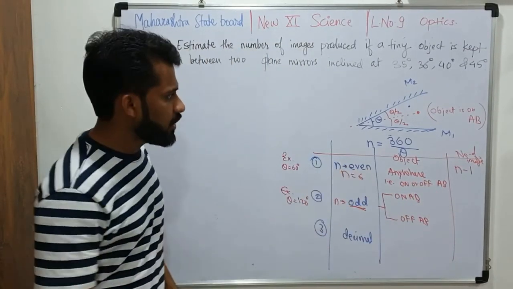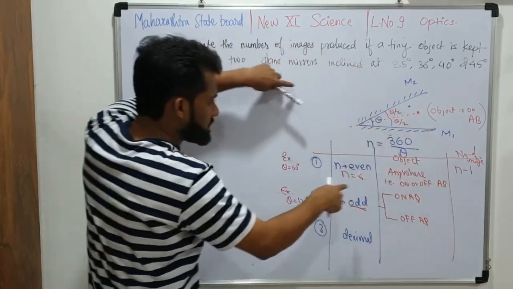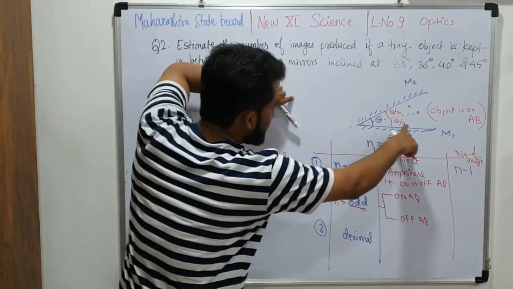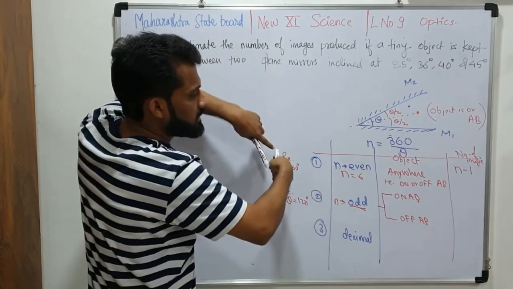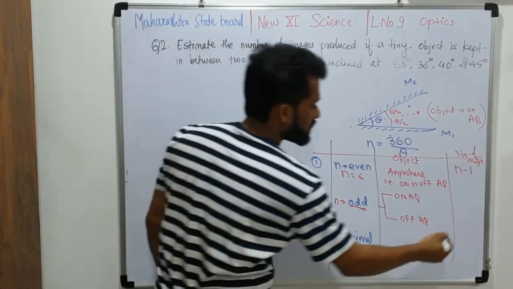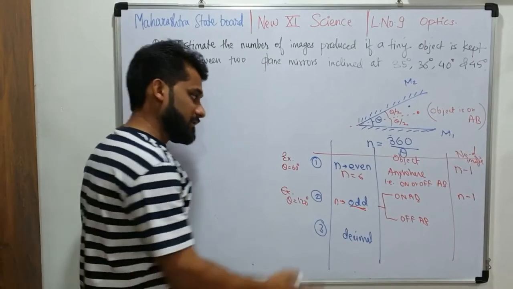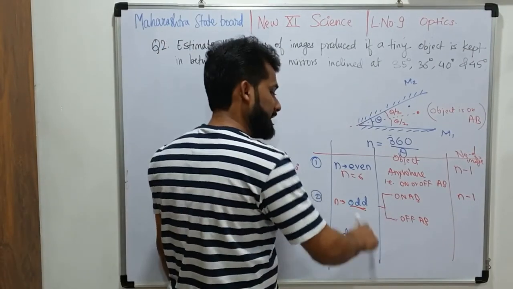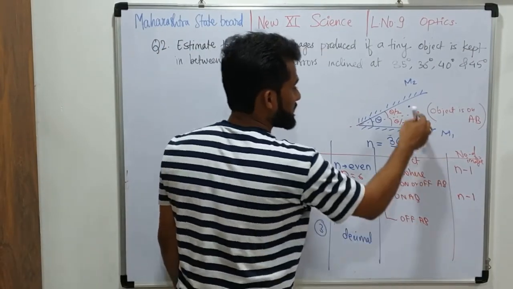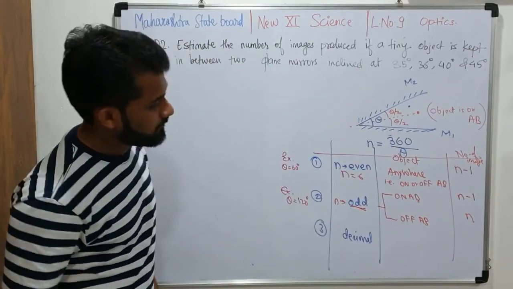Think logically: if the object is placed on the angle bisector, the final image because of this mirror and the final image because of this mirror will be coincident, so one less image is going to form, so the number of images will still remain n minus 1. But if n is odd and the object is off the angle bisector, somewhere else, in that case the number of images simply remains n.